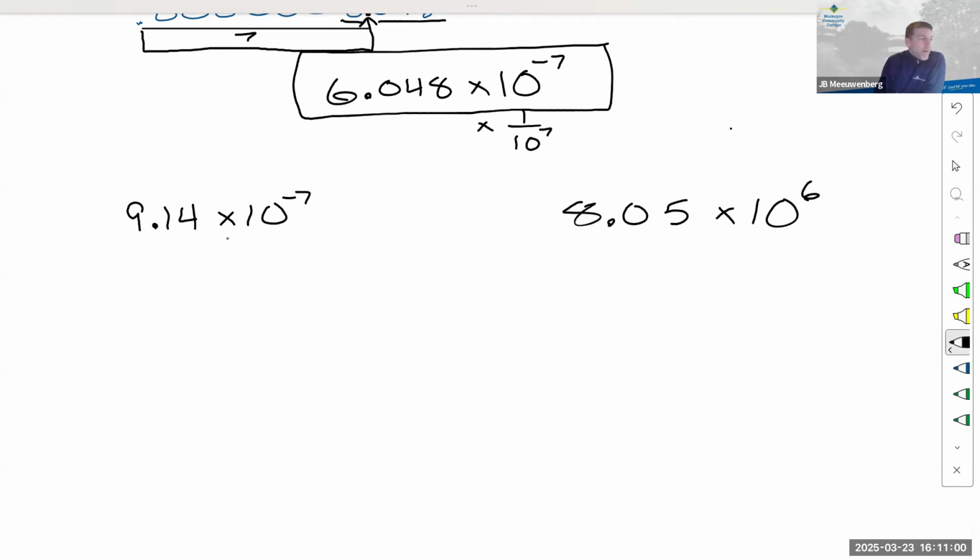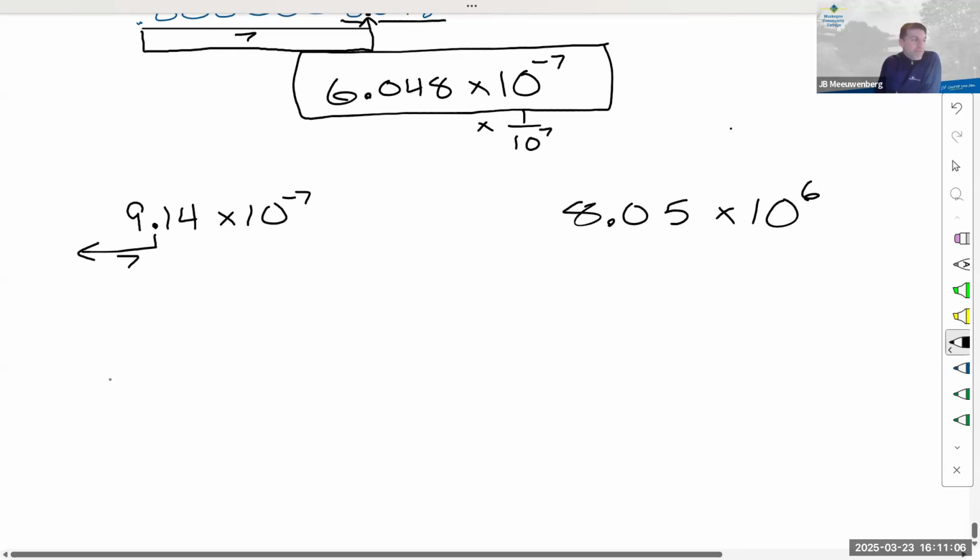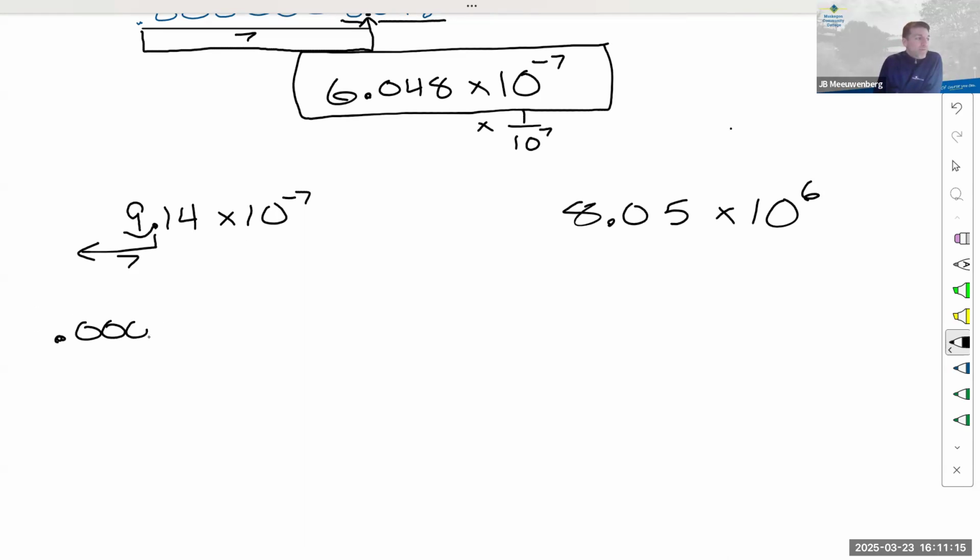The first one, 9.14 times 10 to the negative 7th, we would take that decimal point and we would move it 7 places back to the left. So the first spot jumps to 9, which means we need to put 6 more zeros in front of that 9. So decimal point, 1, 2, 3, 4, 5, 6, 9, 1, 4. Double check it. 1, 2, 3, 4, 5, 6, 7 spots. So there is our actual numerical value of this number.